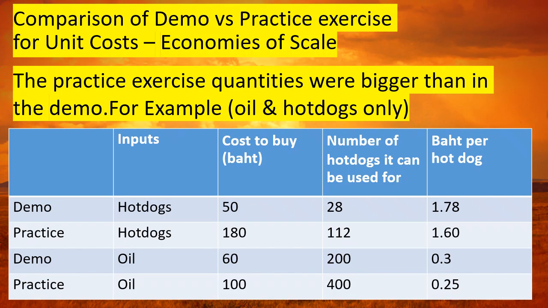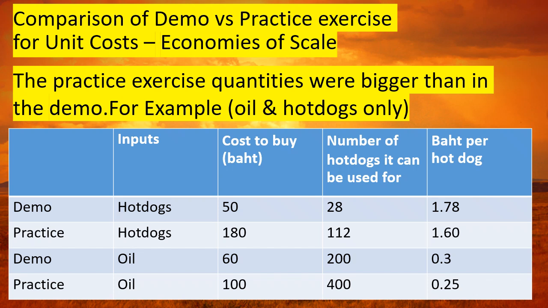Now, we're just going to compare those two exercises, the first one that I did and then the one that you did. So in my demo exercise, the hot dogs cost 50 and we bought 28 and it came to 1.78 per hot dog. In the one that you did, the practice one, the hot dogs cost 180 and for that we got 112 hot dogs, which was equal to 1.6 baht per hot dog.